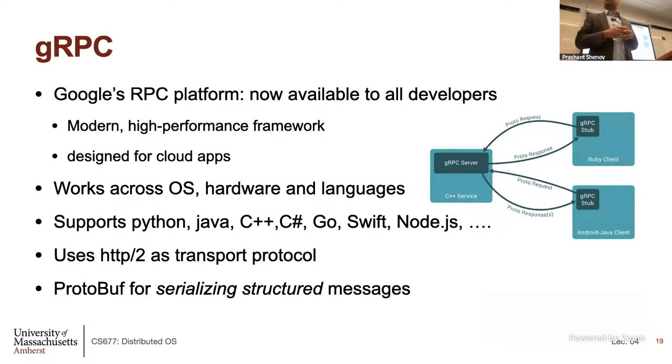What this means is it has to be more general, because you have to allow Python code to talk to Java code. So it supports a whole bunch of different things. You can write your code in Python, Java, C++, C#, Go, Swift, Node.js. They all support gRPC. So regardless of the language you picked, you can write your client in any of these other languages. They interoperate. They just work. That is why it is a more general framework.